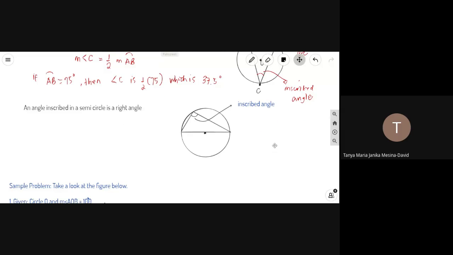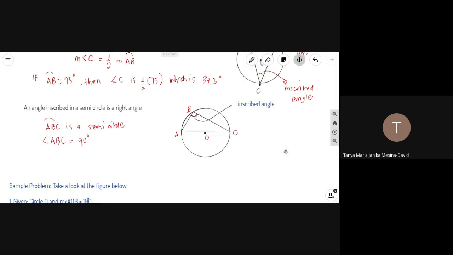Also, an angle inscribed in a semicircle is a right angle. Looking at this illustration, we have circle O and the angle A, B, and C. Angle ABC is the inscribed angle, and arc ABC is a semicircle, which measures 180 degrees. Therefore, angle ABC is equal to 90 degrees, following the rule that it is one half of its intercepted arc.